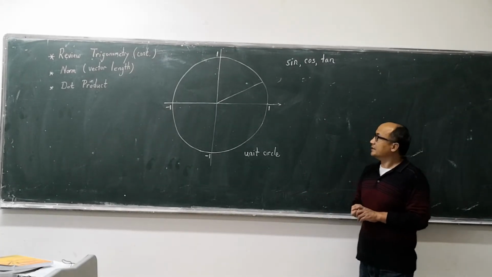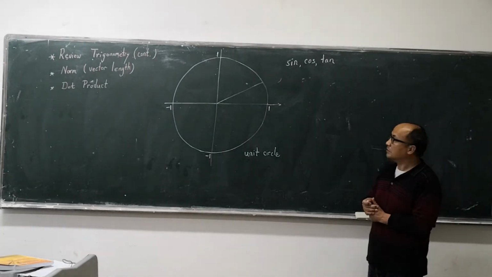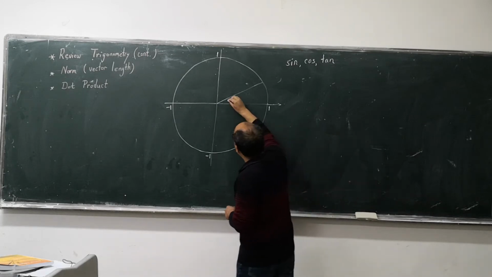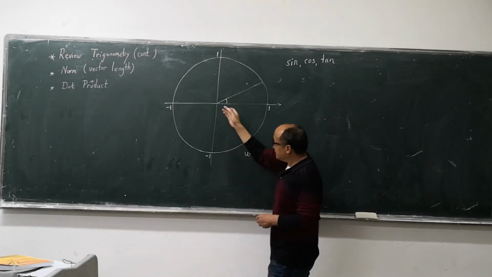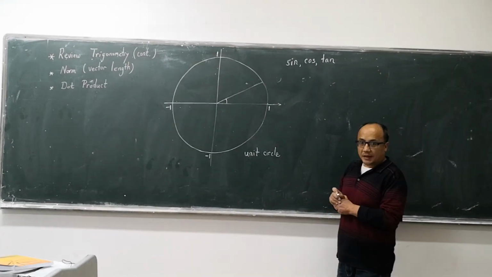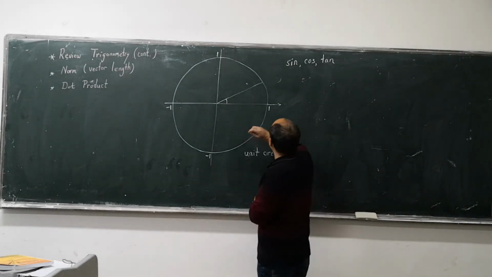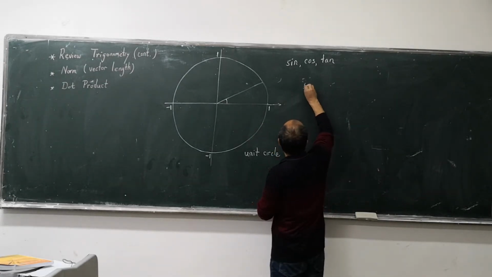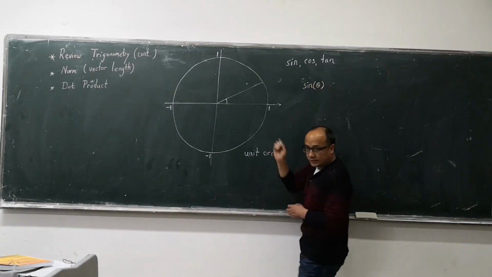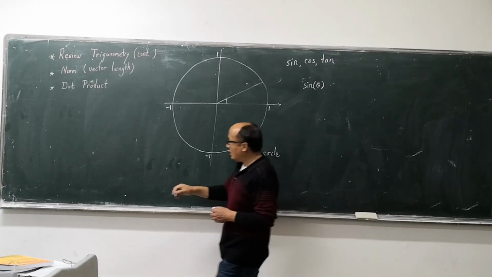My hand drawing is not too good, but treat it like a circle. And if here has an angle, whatever the angle is, okay? So can you tell me where the sine is? If this is theta, can you tell me where sine theta is? I want to see the visual.